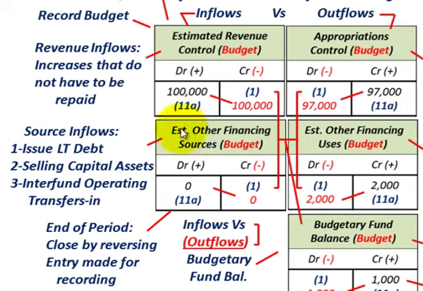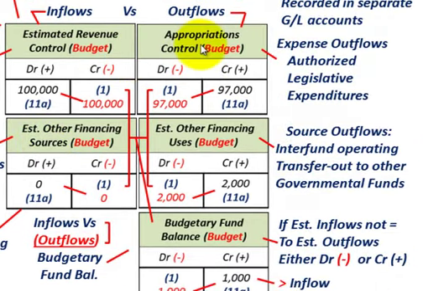Now, moving down to our second one, that would be the estimated other financing sources. Key name here. What we're talking about are the source inflows. That would be like issuing long-term debt, issuing bonds by the municipality, and then they would sell the bonds and receive some cash. Or they could be selling capital assets, getting an inflow. Or thirdly, you could have an interfund operating transfer in, transferring monies in from other funds that are set up by the municipality. Okay, so those would be our inflows.